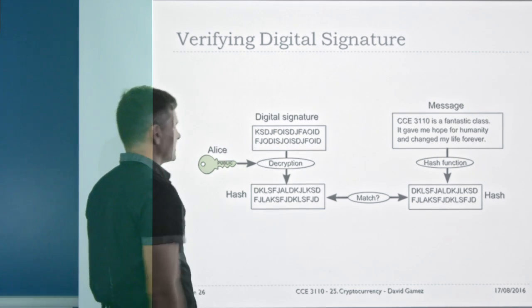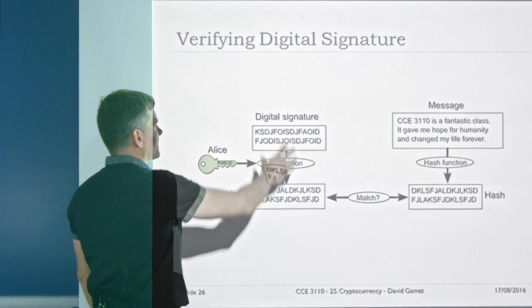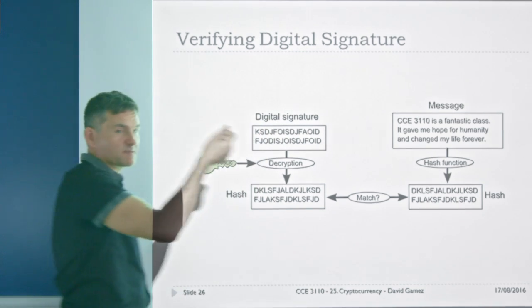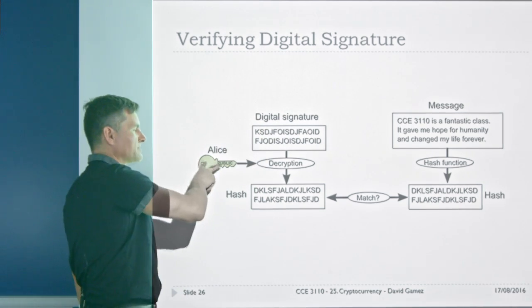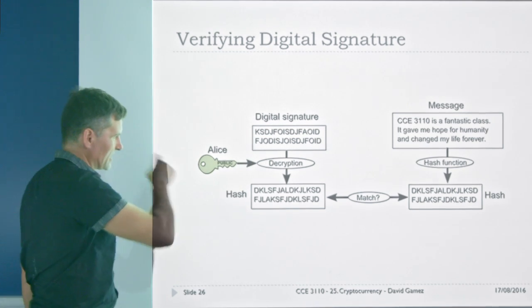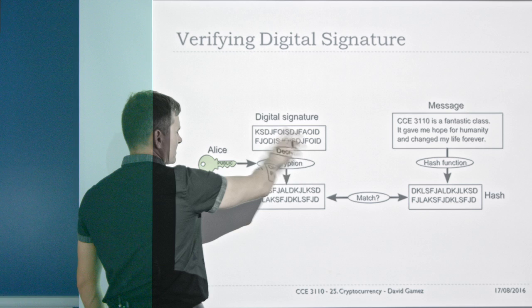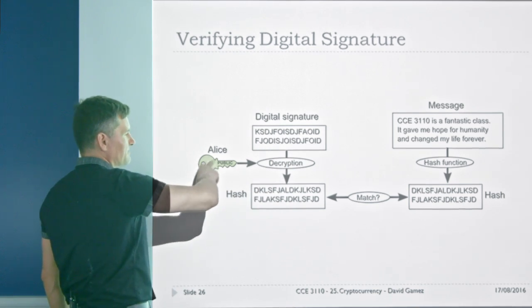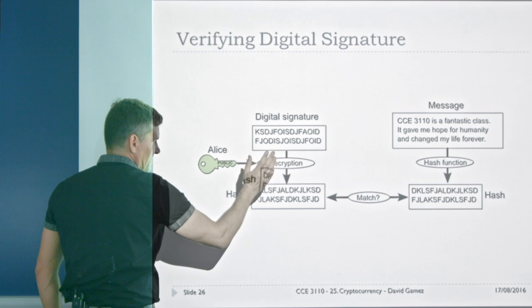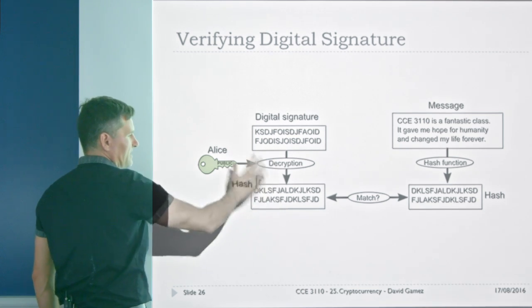So Bob has received this message. He takes the signature and uses Alice's public key. Remember, it's been encrypted with the private key, so it can only be decrypted with the public key. Only Alice's public key can be used to decrypt this, and she can make this available to anyone who wants to check the signature. So she sends her key out to Bob. Bob uses the public key to decrypt the signature, and that gives the hash of the original message that Alice sent and encrypted.